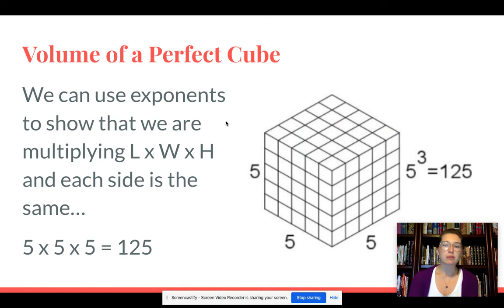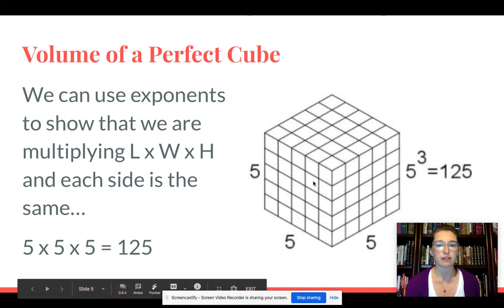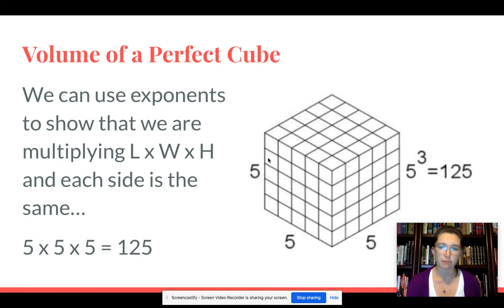Now, today we're going to be looking at some activities that involve a perfect cube. And what I mean by that is every side of the cube, kind of like my Rubik's Cube, is the same. So a cube, as you know, is not a rectangular prism because it's the 3-dimensional equivalent of a square. So each side in this picture is 5. I have 5, 5, and 5. So that means this side of my shape is a 5 by 5. This side of my shape is a 5 by 5. This side is a 5 by 5, etc.